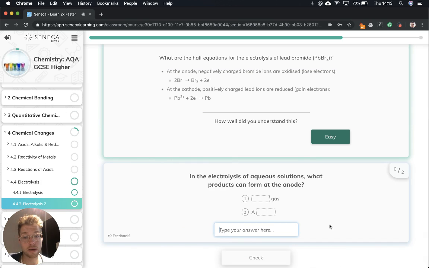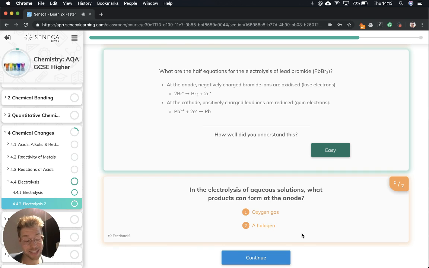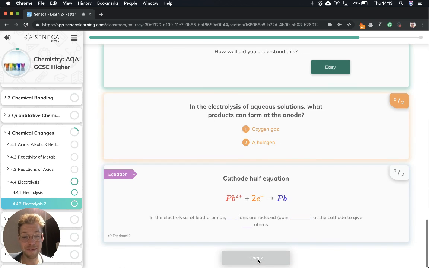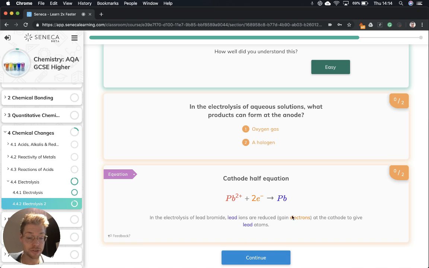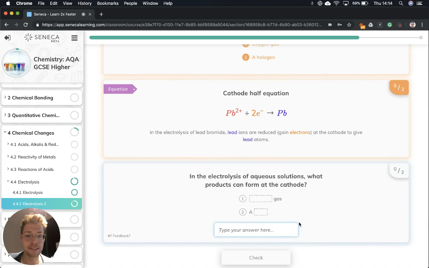And what products can we form? Do you remember what products can form at the anode? I'm not going to tell you. It's oxygen gas and a halogen. So going back to the lead half equation, in the electrolysis of lead bromide, which ions are reduced? It's going to be the lead ions because they gain electrons, and this all happens at the cathode, and we make lead atoms at the end of it.